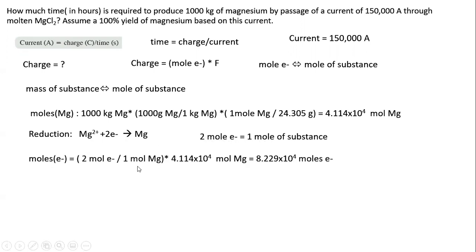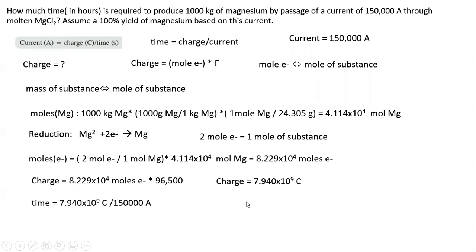So now we can find the moles of electrons. We simply multiply the moles of magnesium by 2, and we get the moles of electrons. Once we have the moles of electrons, we can find the charge. We multiply it by the Faraday constant and get the charge in coulombs. Now that we have the charge and we know the current, we can calculate the time. It's this many seconds, and then we convert that to hours. It's about 14.7 hours you need to apply a 150,000 amp current to produce 1,000 kilograms of magnesium.